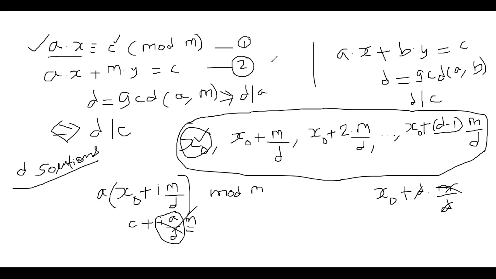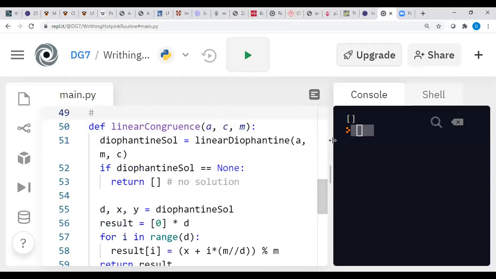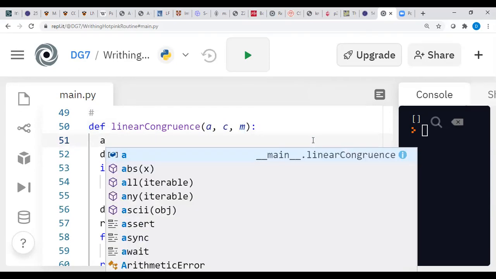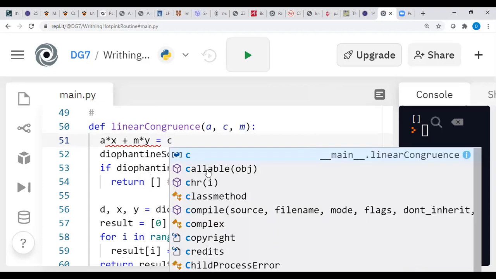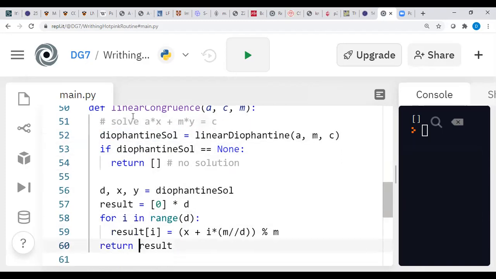Okay, now I'll show you the implementation very quickly. This is what I did. I actually used the linear Diophantine equation solver that we talked about in the previous segment. As you can see, my B is nothing but M. So basically, I'm solving A times X plus M times Y equals C. That's what I'm solving using the linear Diophantine equation. And then if there's a solution, I extract the GCD, which is the first component that I get out from my linear Diophantine equation.